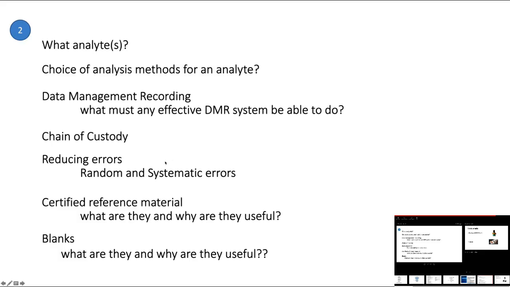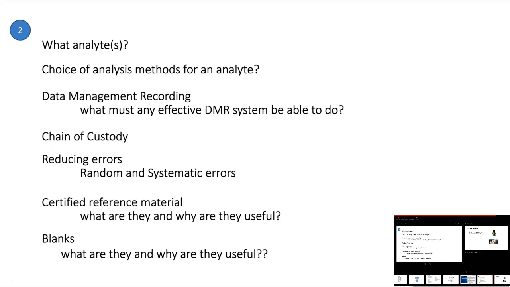They talk about reducing errors, and they talk about 2 types of errors: random errors and systematic errors. And these are errors that are introduced by the laboratory into the analysis of the sample. I want you to be able to read and work out what are random and systematic errors and how can we reduce them. They talk about certified reference materials, and I'd like you again to be able to understand what they are and why certified reference materials are useful to us. And the same for blanks. Now, we talked about blanks in field sampling. Well, we can also use laboratory analytical blanks, and I'd like you again to work out what are they and why are they useful to us.